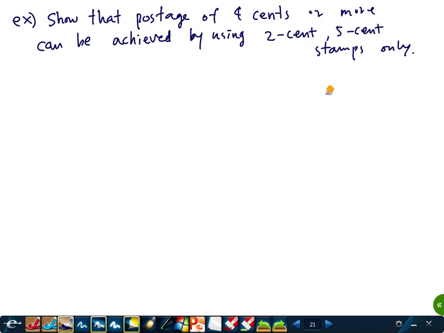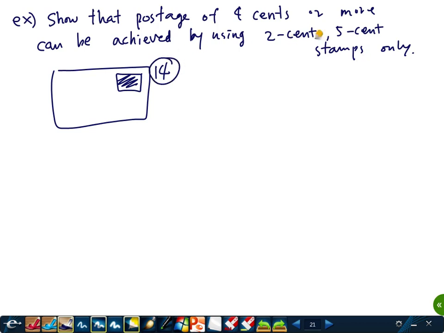This is a statement that we want to show. So what does it mean? If you want to send a postcard to your friends, then you will need to put some stamps here. And suppose that you need to have 14 cents. You need to put stamps whose total amount is 14. And there are only two kinds of stamps available: 2 cent stamp or 5 cent stamp.